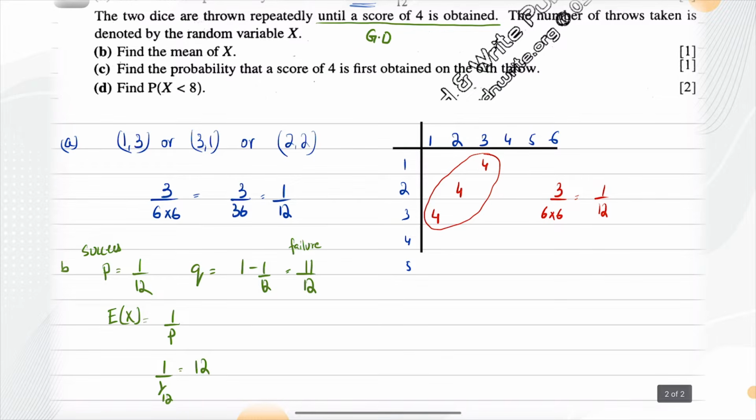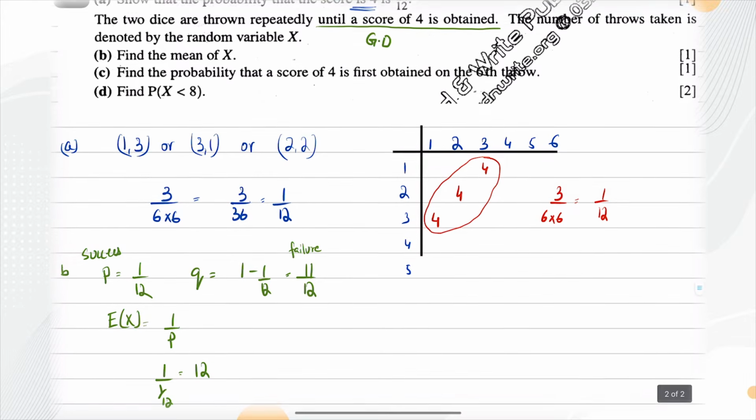Okay, now what does this 12 mean? This 12 means that on average, if you throw the 2 dice 12 times, you can expect to get a score of 4 at least once. Okay, or you can expect to get a score of 4. That's what mean basically means.